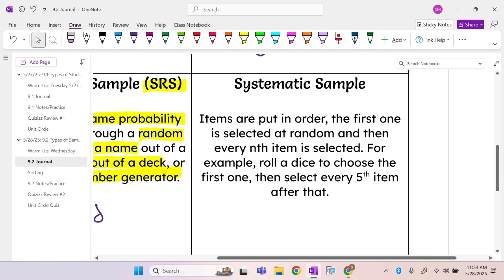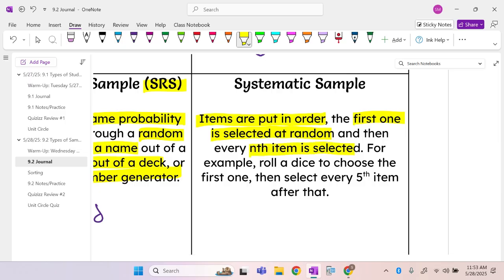Then we have a systematic sample. That's when items are put in order. The first one is selected at random, and then the nth item is selected. So, for example, you roll a dice to choose the first one, then select every fifth item after that.